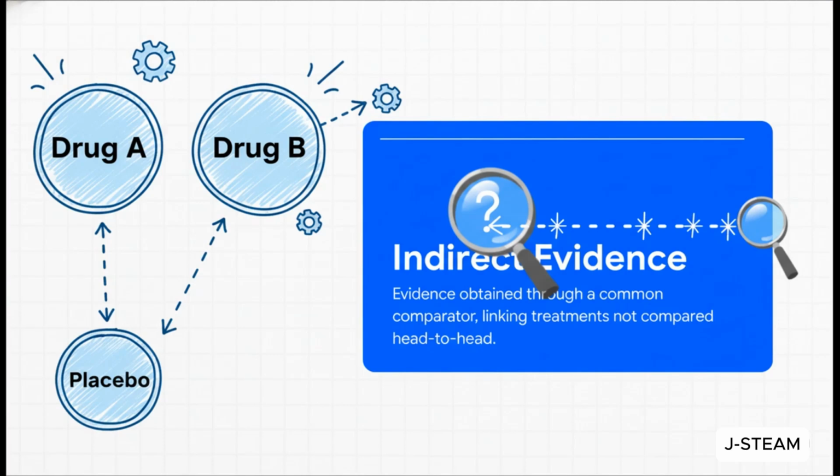NMA also uses what's called indirect evidence, and this is the key. Let's say we have studies comparing drug A to a placebo, and we have other studies comparing drug B to that same placebo. NMA can use the placebo as a common link, like a bridge, to statistically figure out how drug A stacks up against drug B, even if they've never been tested against each other in the same room. It's a brilliant way to fill in the missing pieces of the puzzle.